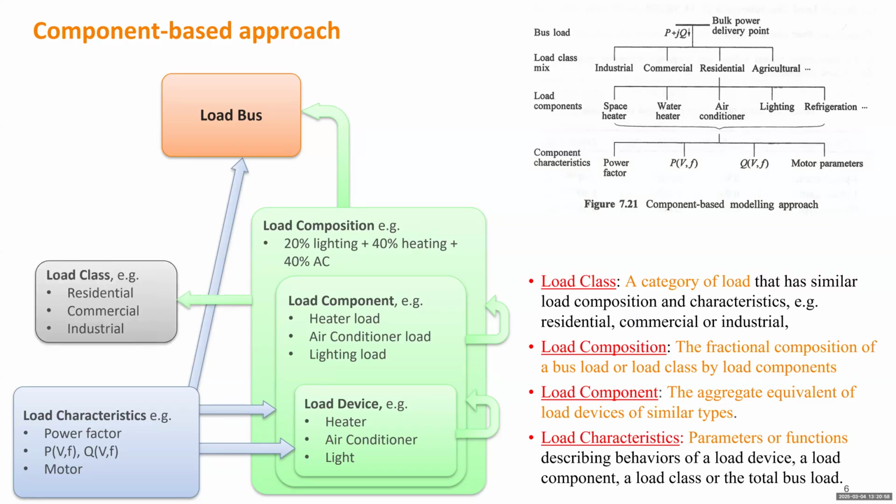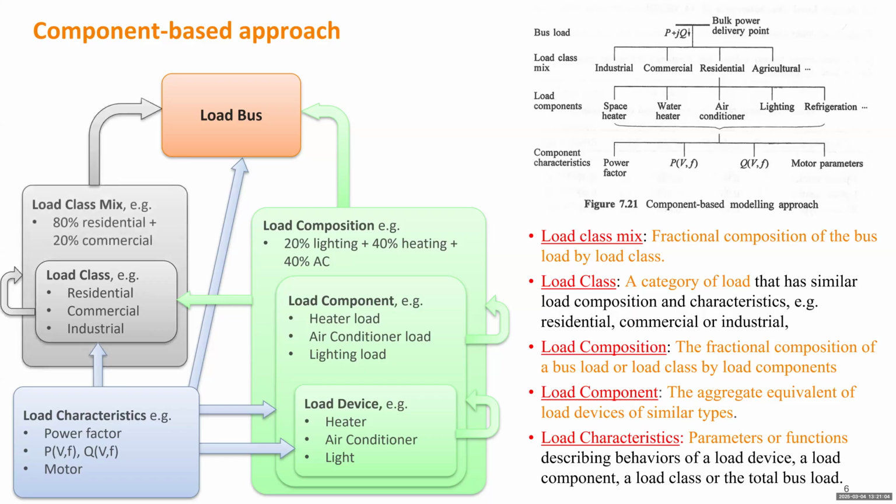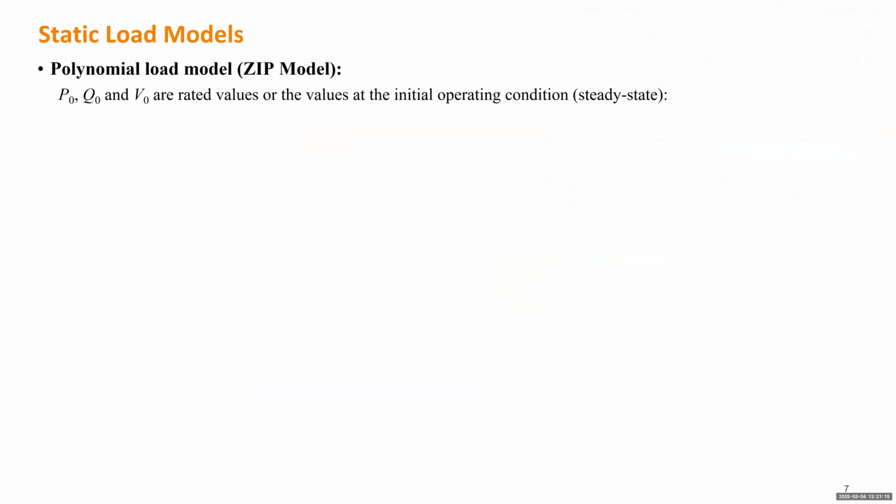The last level will be the classes of the load, which could be residential, commercial, industrial. You can just go further up by one level. You can also directly jump from the load characteristic to the load class and the mix. That's the process. Okay, next, let's talk about the static load model.